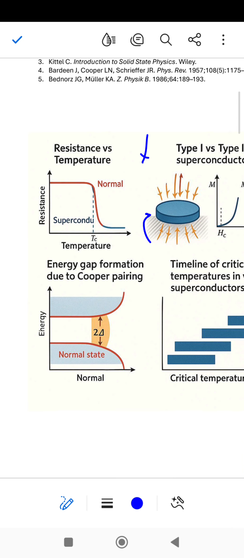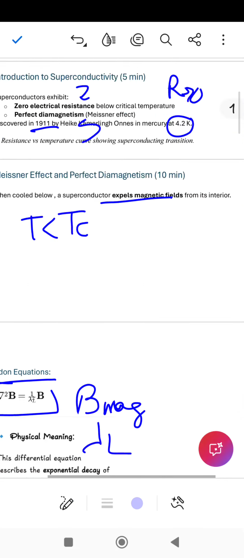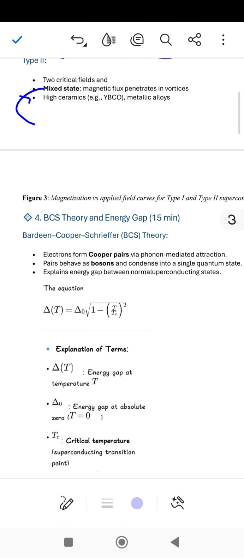4. BCS theory and the energy gap, 15 min. In 1957, Bardeen, Cooper, and Schrieffer formulated the BCS theory. Electrons in a lattice can form weakly bound Cooper pairs via phonon interactions. These pairs act like bosons, allowing them to condense into a ground state with zero resistance. The formation of Cooper pairs introduces an energy gap, Δ, at the Fermi surface.